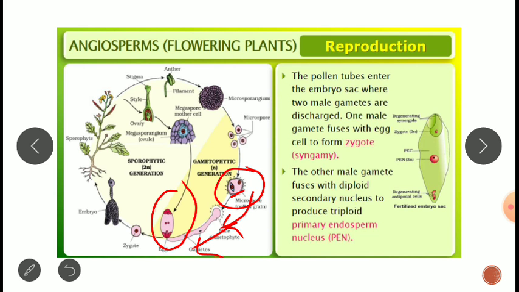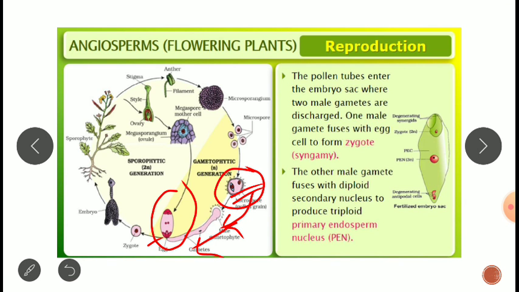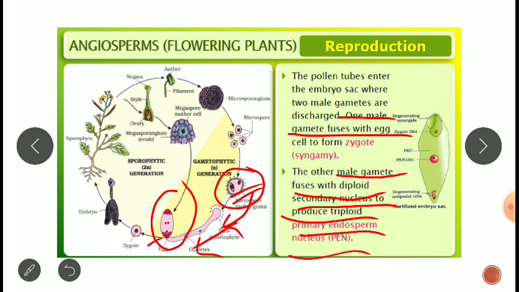But here what is happening? There are two gametes, and here there are also two polar nuclei and an egg present. So as a result, of the two gametes from the pollen grain, one male gamete, as usual, goes and fuses with the egg. This egg forms the zygote, and this zygote will develop into the seed.